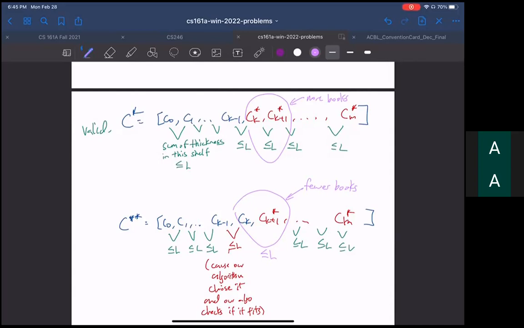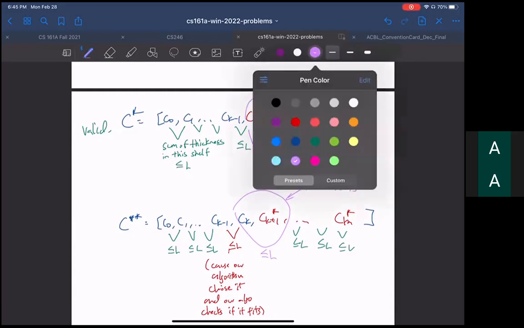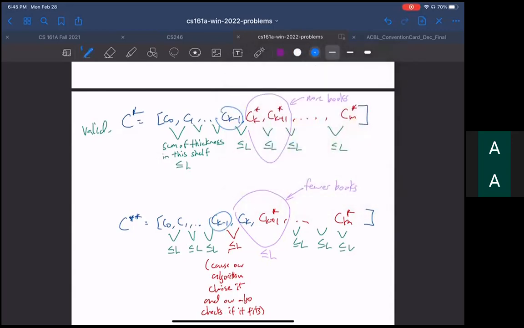Okay, so imagine two different scenarios. One is done by an algorithm, one was done by a human, someone else who was trying to pack the books. In both instances, we have both packed CK minus 1 as the first book of that shelf. And then our algorithm packs as many books until we get to CK. While you, the human, try to pack some books, but maybe you won't try to pack as many as possible. Okay, so because our algorithm is packing as many books as possible, we know that CK has to be greater than or equal to CK star.